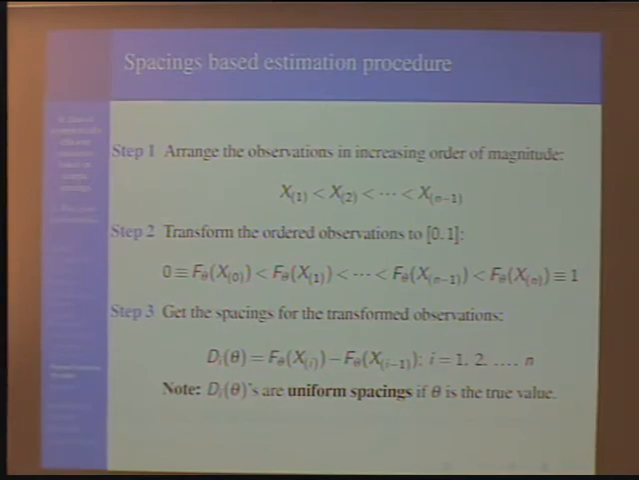That's the key point. So we want to estimate theta so that these di thetas behave like uniform spacings. What do I mean by that? In other words, find theta that brings the observed spacings, these di thetas, as close to 1 over n as you can. So that is the method of estimating using the spacings. Theta could be a vector, as I said.